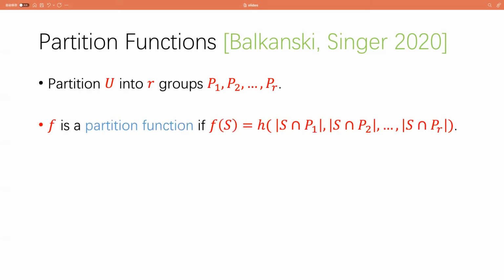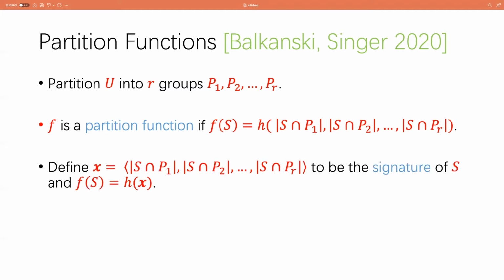f is a partition function if there is a function h whose variable is an r-dimensional vector, and f(S) equals the value of h when taking the number of elements of each group in S as the variable. We call this vector the signature of the set S, and by definition, we have f(S) equals h(x).